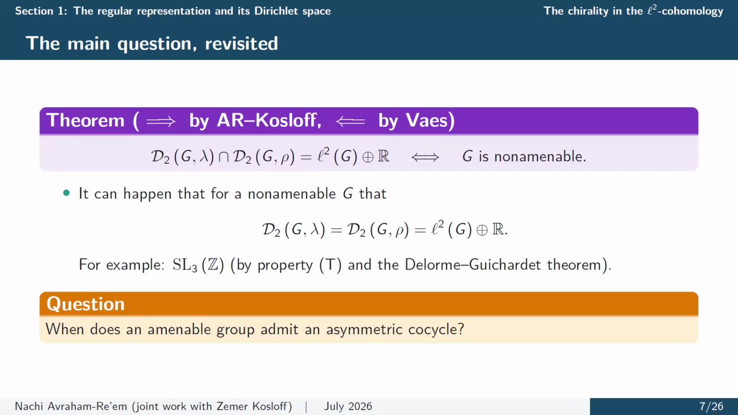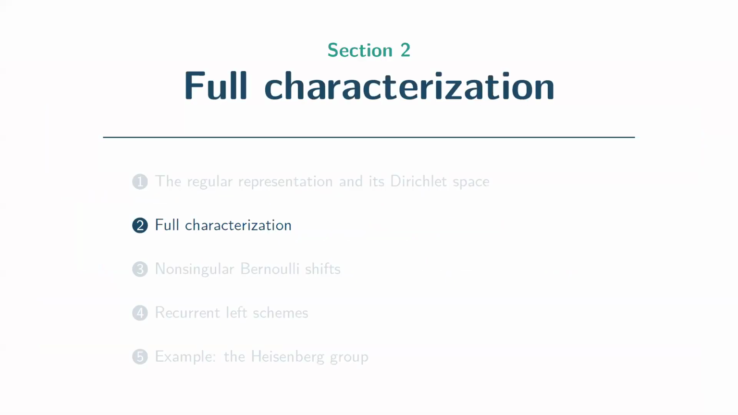Okay, so I'm now rephrasing the question. We have an amenable group G, and I want to ask, does it have an asymmetric cocycle? Can one construct, on an amenable group, a cocycle for the left regular representation which is not one for the right regular representation? A function which is square summable if I compare it to the left translation, but not if I compare it to the right translation. Okay, so this is kind of general background, and now I want to get into our main result, which gives a characterization that answers these questions. Okay, any questions so far?